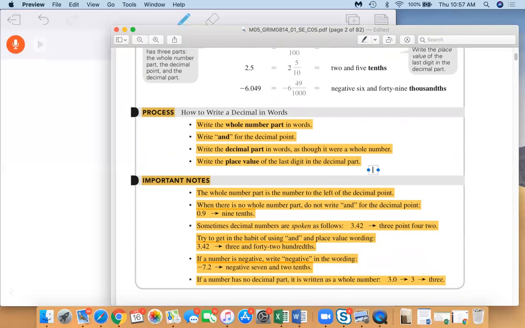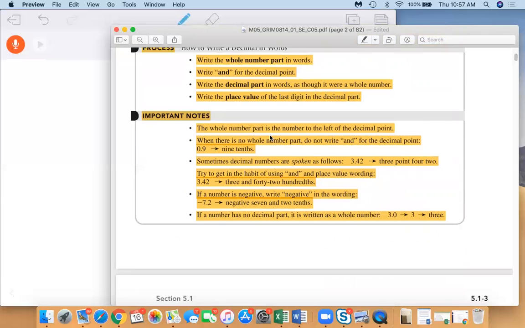Important notes: the whole number part is the part to the left of the decimal. When there's no whole number part, do not write "and" for the decimal point. So in this example, it's just 0.9. So you just write 9/10. You wouldn't write "and 9/10" because there's a decimal there.